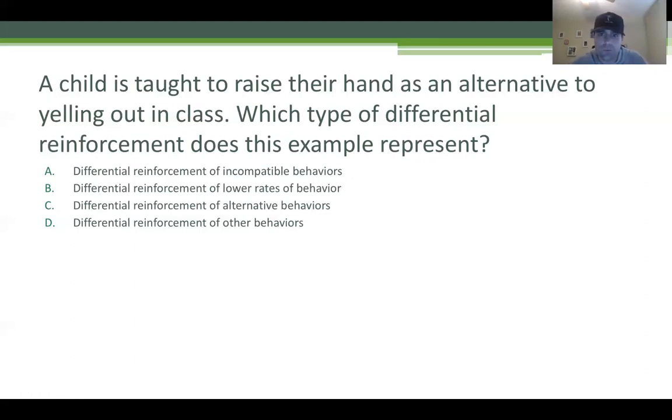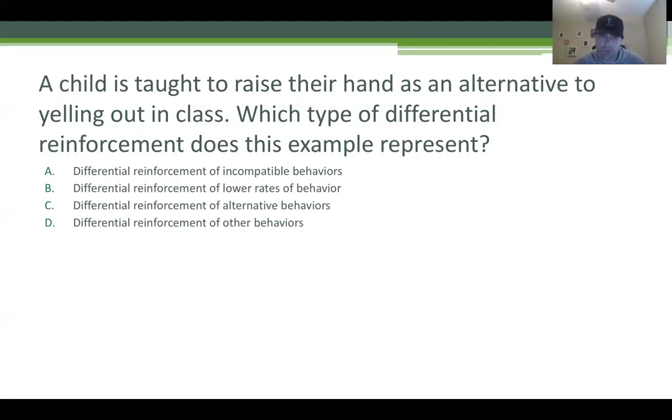If you were teaching a child to whisper instead of yell, well, that's incompatible, because you can't whisper and yell. You're only reinforcing a soft voice, not a loud voice. Those are incompatible. If you're teaching differential reinforcement of other behaviors, that would read something like you reinforce every time the child isn't yelling. So we're not specifying anything except the absence of yelling. But that's not the case here.